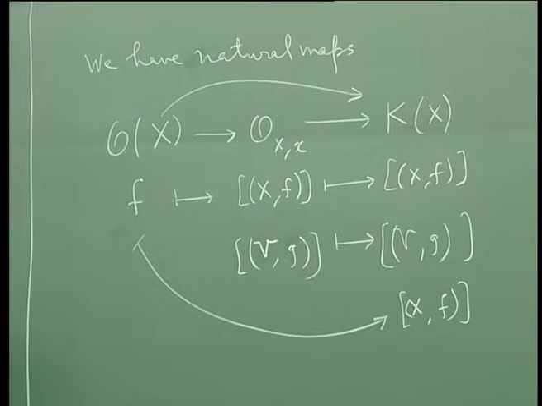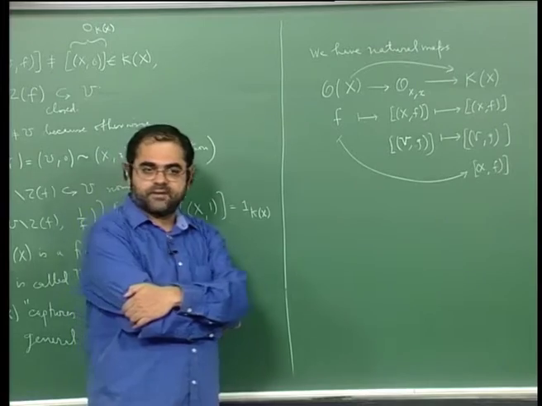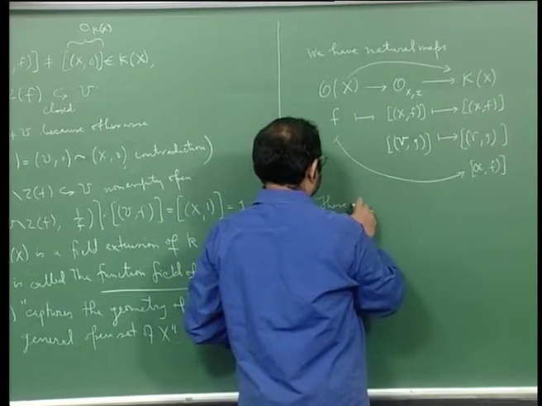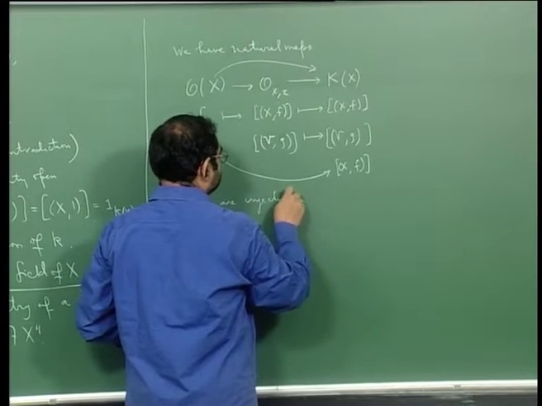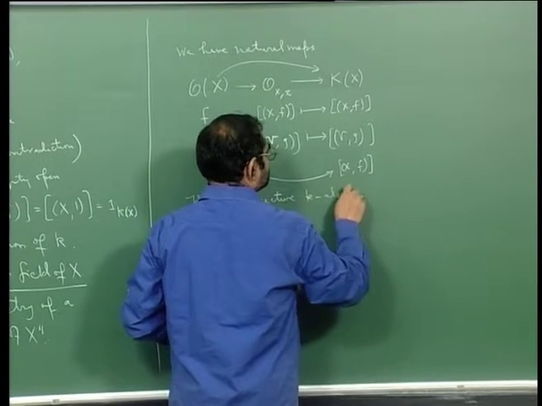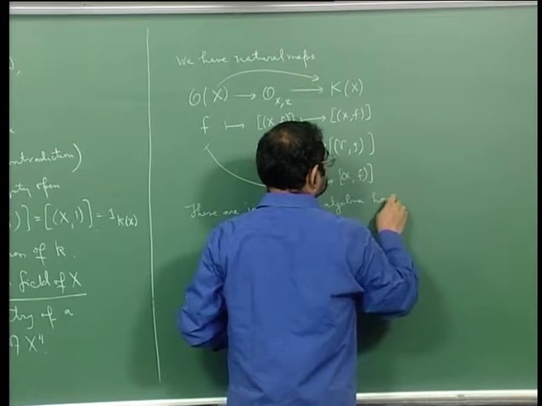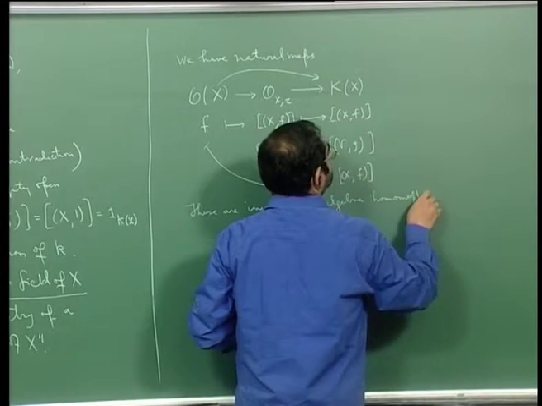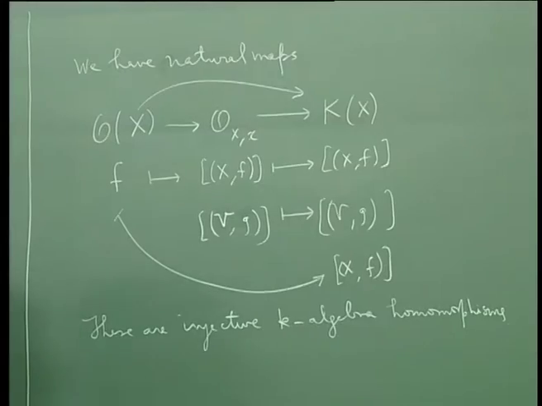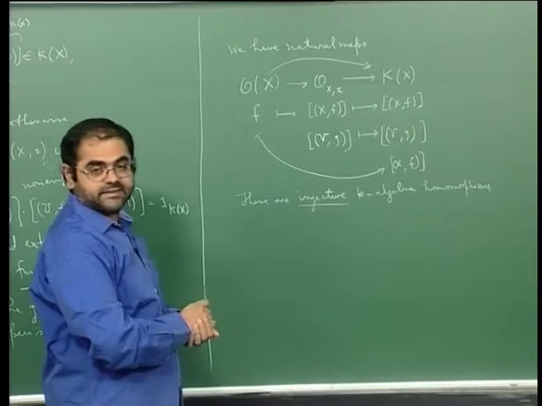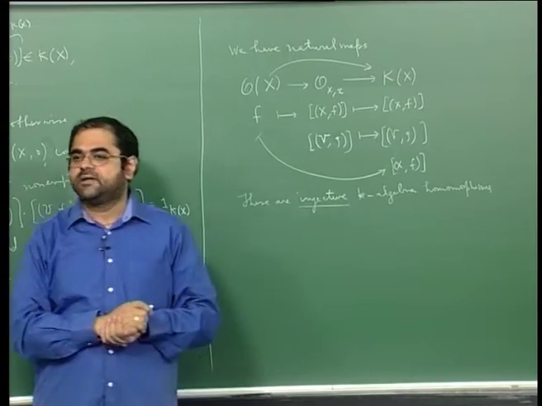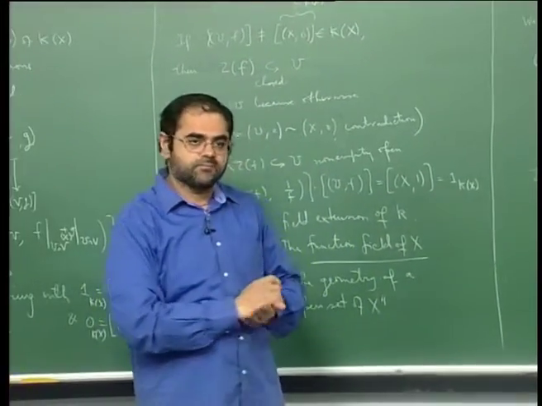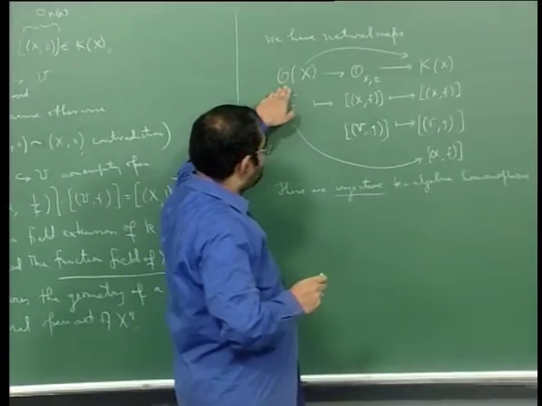Now the fact is that these maps are injective K-algebra homomorphisms. Of course they are K-algebra homomorphisms, namely they are ring homomorphisms which are K-linear. So that's no problem. It's very easy to see. The point is the injectivity.